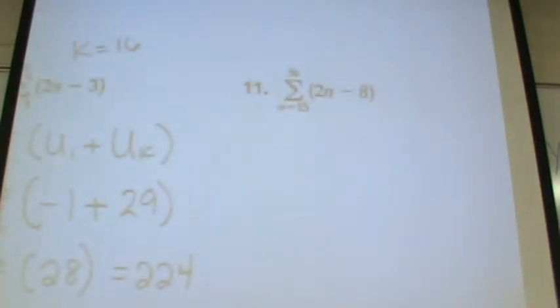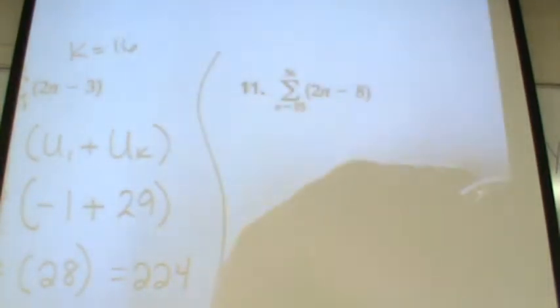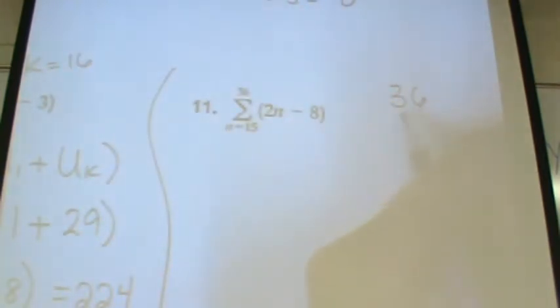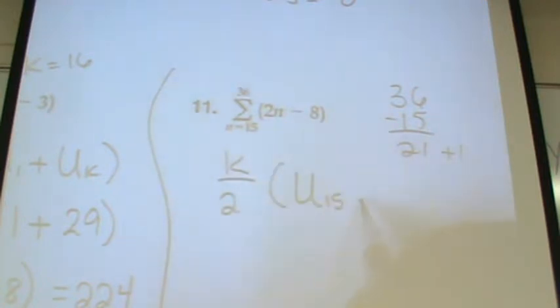And this one we did in our notes today, but we'll do it again. How many terms are you adding up? You're going to do 36 minus 15, which is 21, and then add 1. So k is 22. Now what is the first? You're actually going to start with the 15th term, and you're going to add up to the 36th term. So 22 is k.